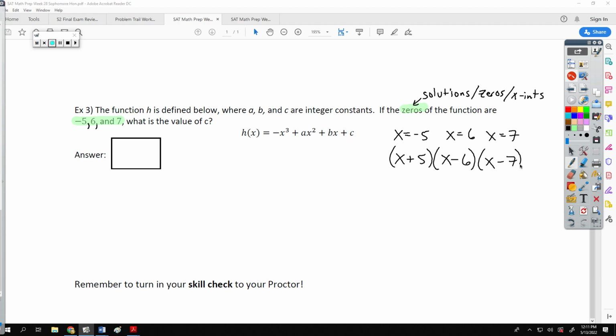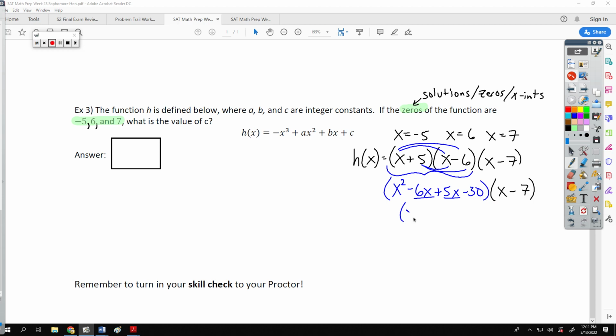In that case, we can multiply them out to get the original function. So h of x is equal to the product of x plus 5 times x minus 6 times x minus 7. So we don't actually have to multiply this whole thing out. I'll point that out in a minute. But if we do, we have to FOIL, which would be x squared minus 6x plus 5x minus 30. And we still have the x minus 7 hanging out at the end. Now there are some like terms there, which allows us to downsize that into a trinomial.